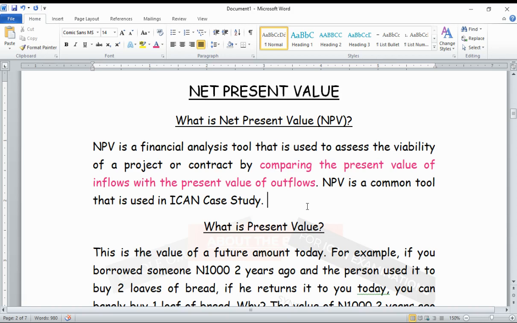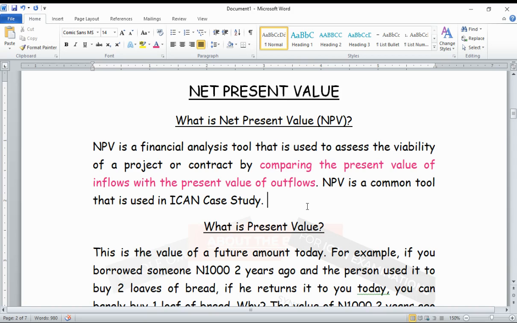Easy, right? But we cannot do that in this case, because most decisions taken on contracts or projects are about projects or contracts that are going to be embarked on in the future. If they tell you the contract is going to be accepted or rejected today, and they are going to embark on the project today as well, then we don't need net present value.